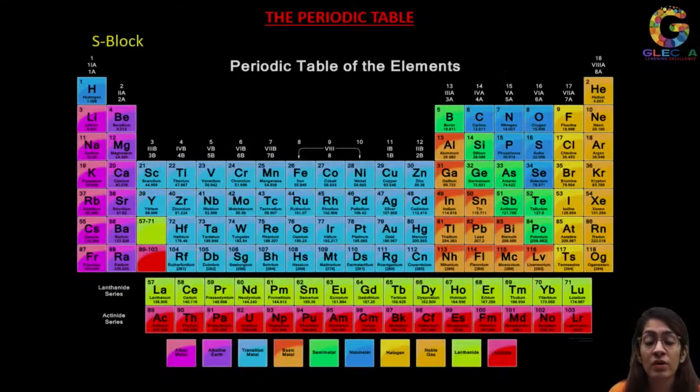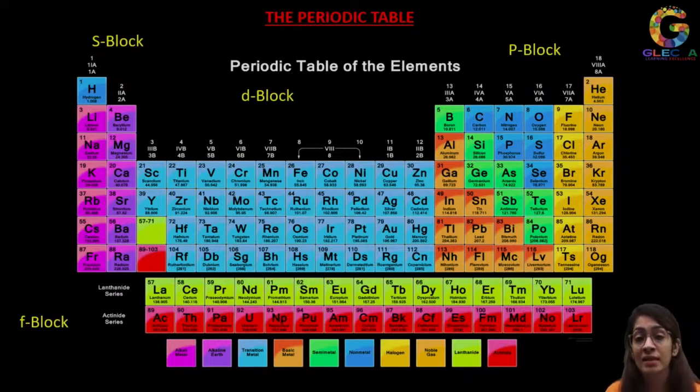Now this is the modern periodic table. You can see here the first two groups are the S block elements, then the third to 8th group forms the P block elements. In the middle of the two we have the D block elements or the transition elements, and at the bottom of the periodic table, that is below the main periodic table, come the lanthanides and actinides series, which form the F block elements.